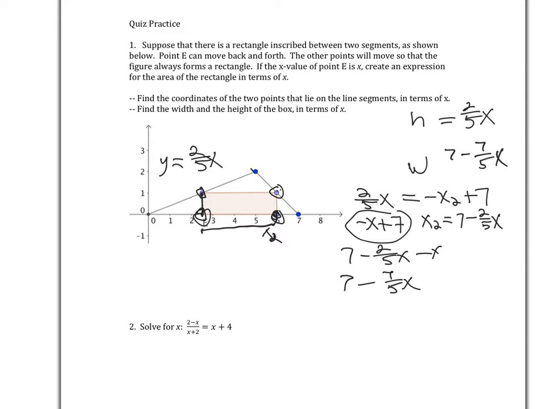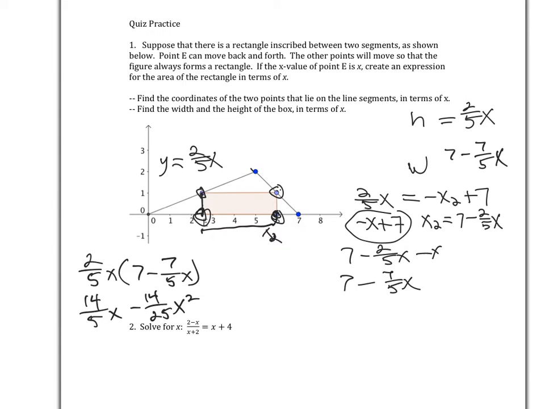Our area, therefore, has to be equal to the product of those two, which gives us 2/5 x times (7 minus 7/5 x), which when simplified gives us 14/5 x minus 14/25 x squared. And that is our area.